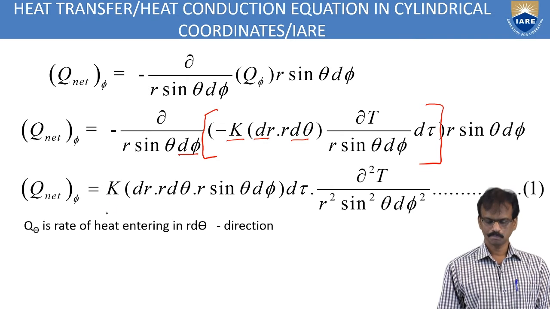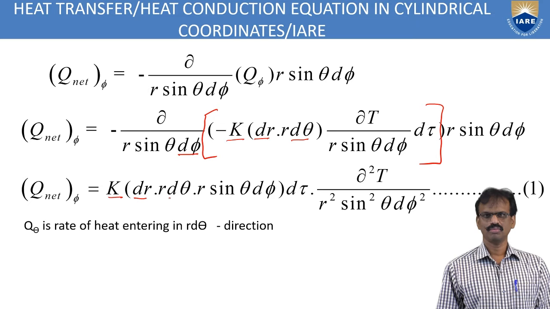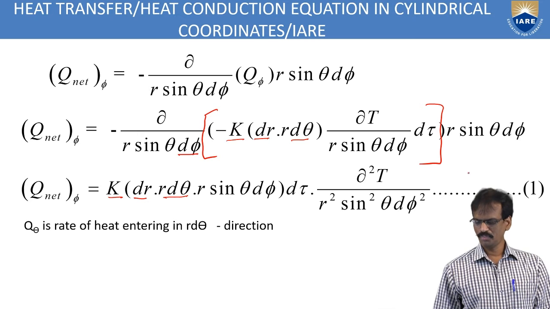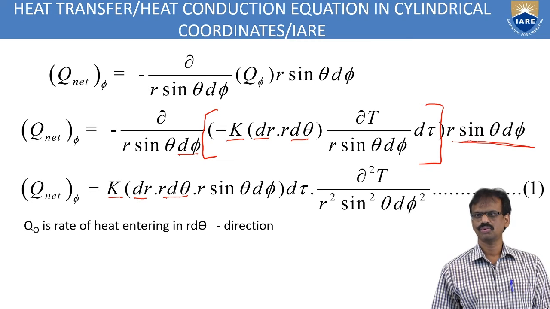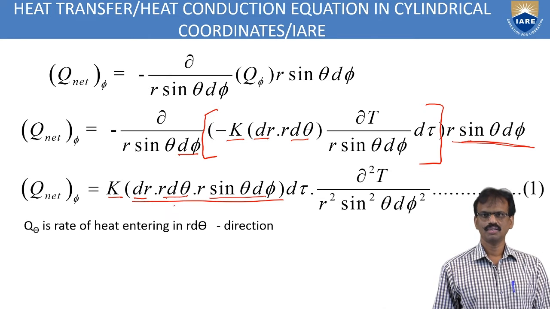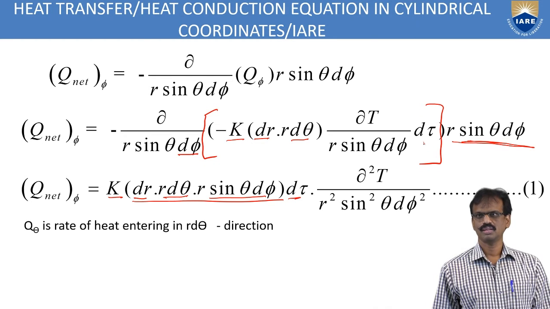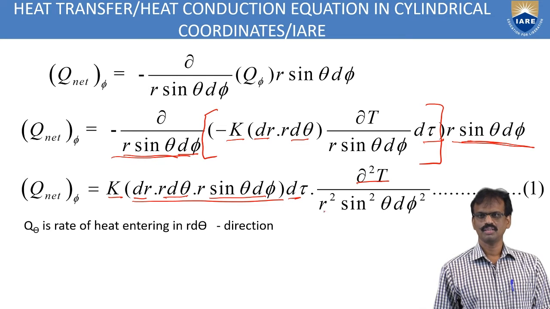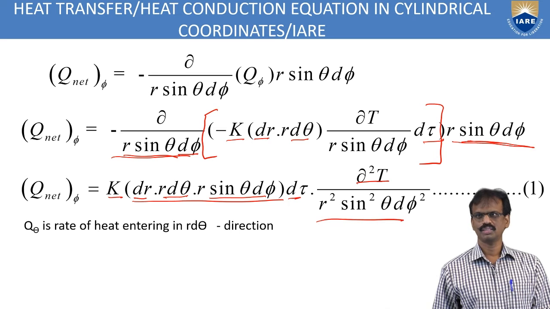So minus and minus plus k into, dr we can take common. So r d theta also we can take common. Here, out of the bracket there is r sin theta d pi. So also we can take common here. So this shows the complete volume, dr into r d theta into r sin theta d pi, into d tau. D tau is also constant with respect to d pi. So the remaining is dou square T by, this complete term, which is like dx square. It means r square sin square theta into d pi square. So that is equation one.